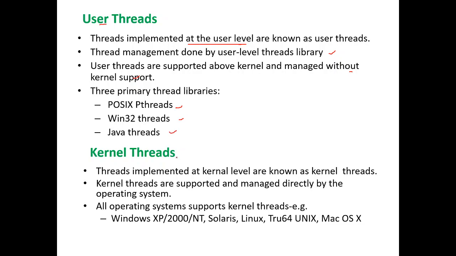Now, the kernel threads. The threads that are implemented at the kernel level are known as kernel threads. Kernel threads are supported and managed directly by the operating system, and some of the operating systems which support kernel threads are Windows XP, 2000 and NT, Solaris, Linux, Tru64 Unix and Mac OS X. These are the operating systems which support kernel threads.